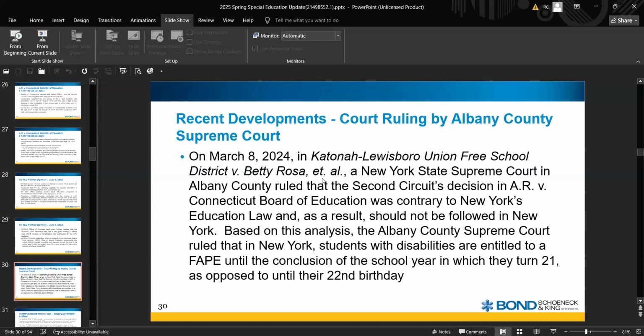So then we have recent developments in New York State Court. The first one is from March of 2024. This was a New York Albany County Supreme Court decision that ruled that the Second Circuit decision was contrary to New York education law. Because New York education law makes it very clear that students are eligible through the end of the school year in which they turn 21. But now we have the Second Circuit decision indicating that it might be through the end of the school year in which they turn 22.